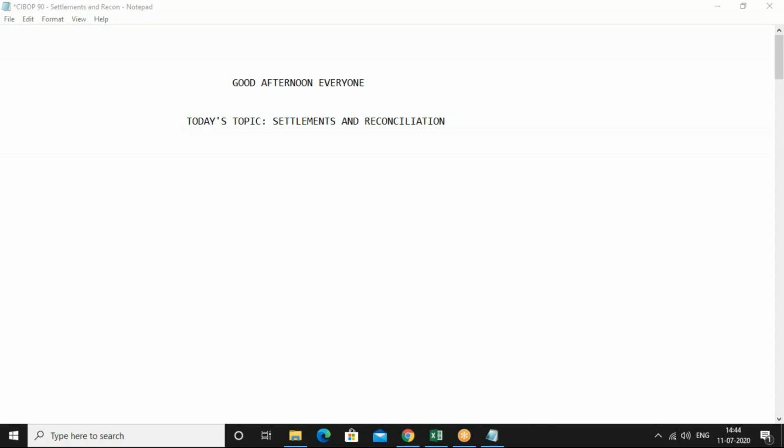So today we'll talk a little more in depth about the settlement and reconciliation function. Let's start with settlements first. What is settlements? Can anybody tell me? Exchange of securities for cash.